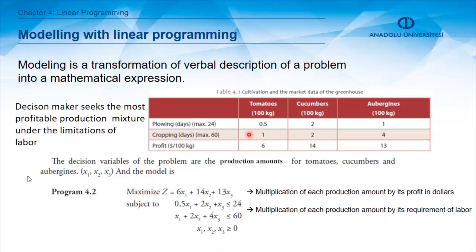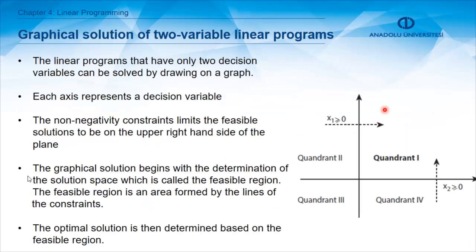Obviously, we cannot produce something in negative values. You cannot produce negative 100,000 kilograms of something. That means the production amounts, the decision variables, must be non-negative, and these are given in the non-negativity constraint. Now we have formed our linear program from the knowledge of the decision problem given above. Let's pass on to the graphical solution of linear programs.